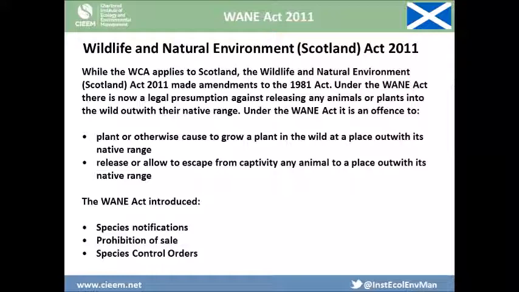It's also an offence to release or to allow to escape from captivity any animal to a place, again, outwith its native range. And just to emphasise, these are any animals or plants that fall into this particular category. The Wildlife and Natural Environment Act introduced species notifications. It made it a lot easier.